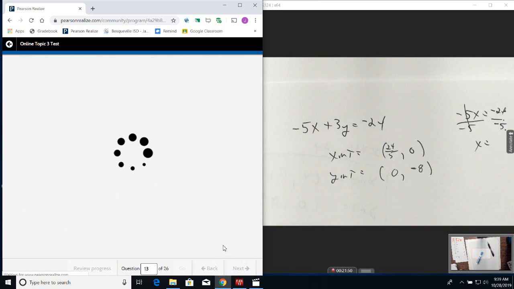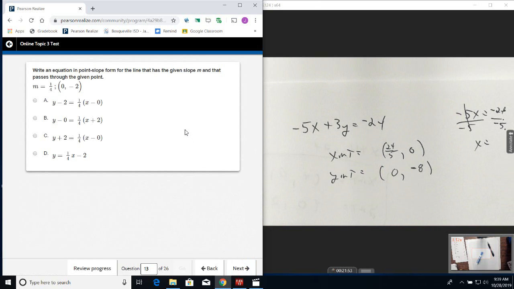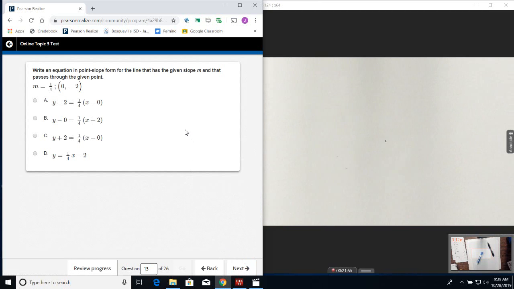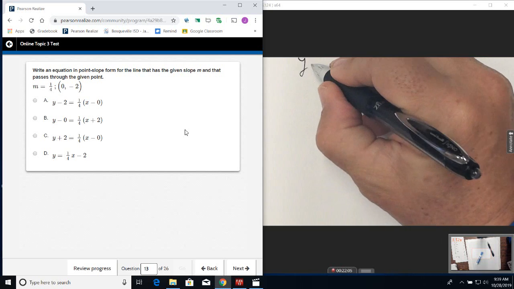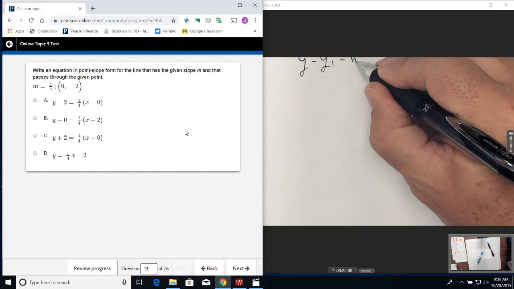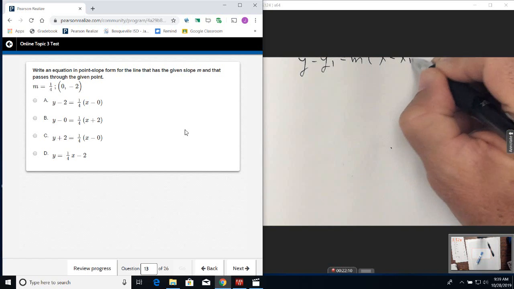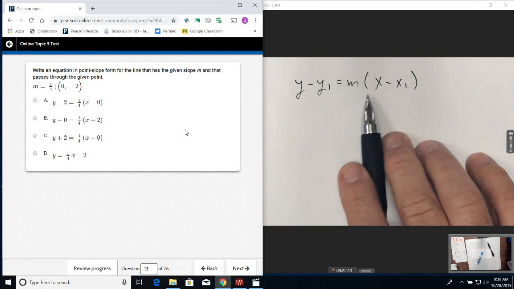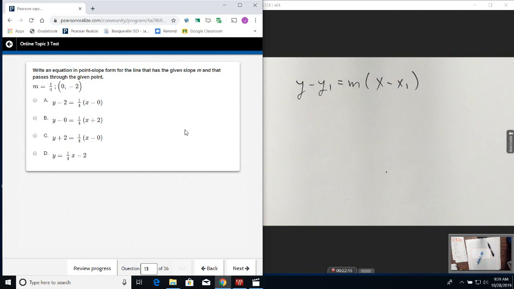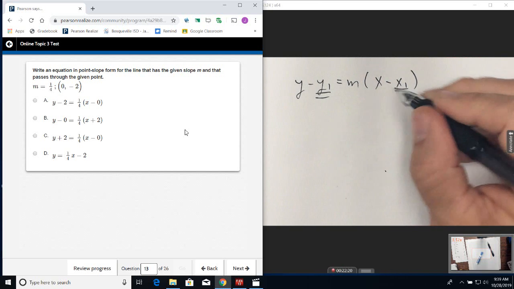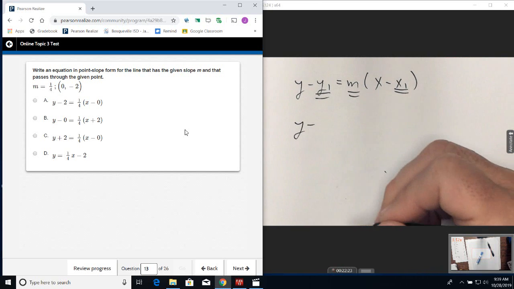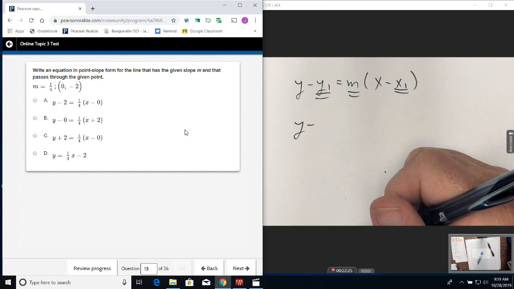All right, let's see if we can get a couple more done, and then I'll leave you some time to work on it on your own. Here's the next question, number 13. It says, write an equation in point-slope form for a line that has the given slope and goes through the given point. Well, point-slope form you don't have to memorize, it is this: y minus y sub 1 is equal to m times x minus x sub 1. So in order to write this in point-slope form, I just got to plug in the y-coordinate, the x-coordinate, and the slope.